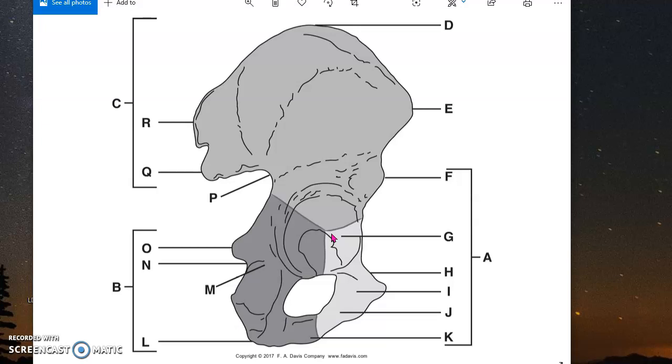Now, pelvic movement, we have an anterior pelvic tilt, and so that's where the ASIS tips forward. A posterior tilt, ASIS kind of rolls in a backwards direction. And then a lateral tilt.